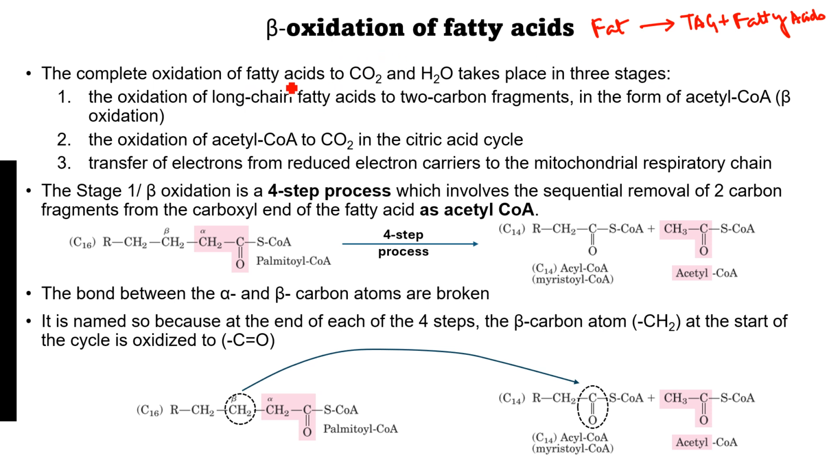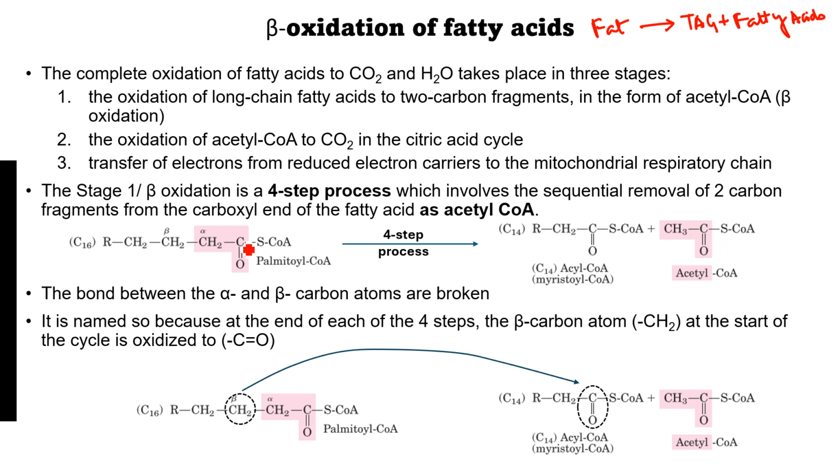The complete oxidation of fatty acids to carbon dioxide and water takes place in three stages. First, the oxidation of the long chain fatty acids to two carbon fragments in the form of acetyl CoA. So ultimately, what is happening in beta oxidation of fatty acids? This is a fatty acid, palmitoyl CoA. There are subsequent steps, and in each step, one acetyl CoA molecule is liberated.